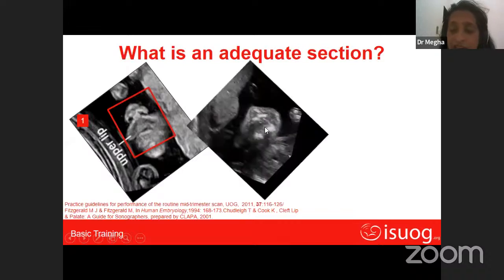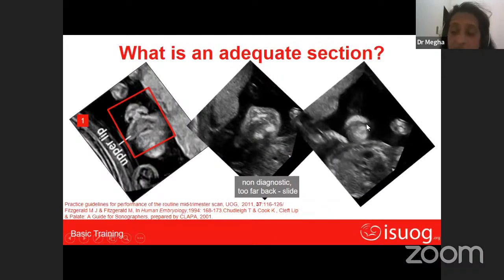This doesn't look like a very adequate section. You can see the nose here, that is the alveolar ridge, but you're not able to see the nostrils or the lips very clearly. This is because you're a little behind in your coronal view. You need to slide forward to get the nose, the nostrils, and the lip.